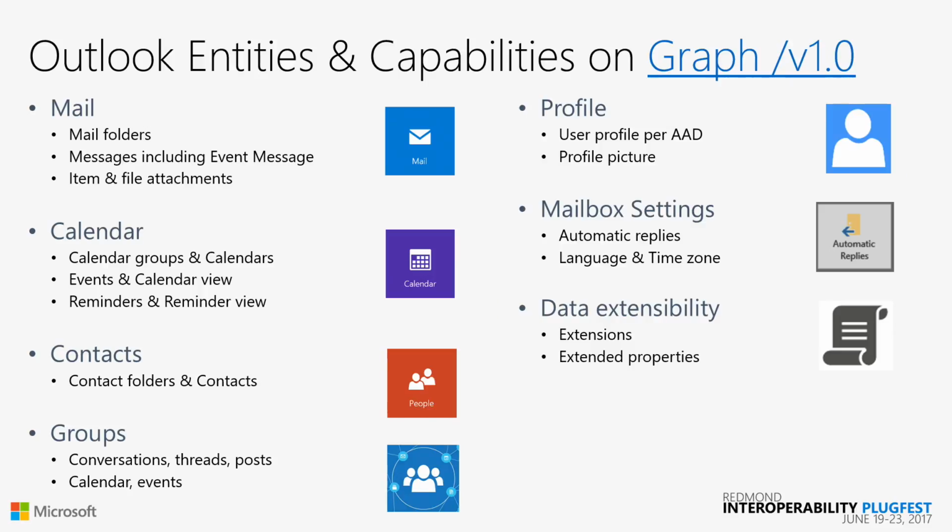We highly recommend using extension instead of extended properties, because extended property is an old concept where there's a finite set of extended properties that you can stamp, but extension is a blob where you can stamp as many key value pairs as you want.